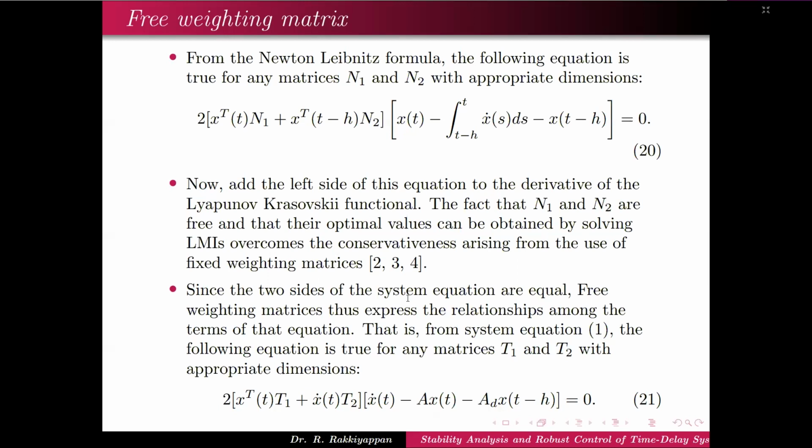Since the two sides of the system equation are equal, the free weighting matrices thus express the relationship among the terms of that equation. From system equation 1, the following equations are true for any matrices T1 and T2 with appropriate dimensions. So we can use the free weighting matrices in another form. We can take the terms from the given equation 1 to the left hand side, so you can get a 0 matrix here, then a 0 vector here. So you can simply use the 0 value, with this term multiplied by any terms like this.